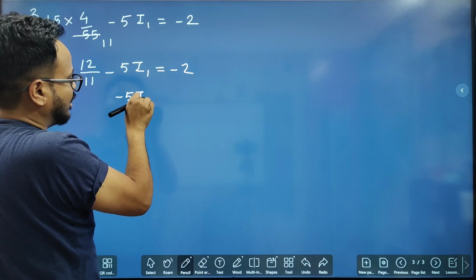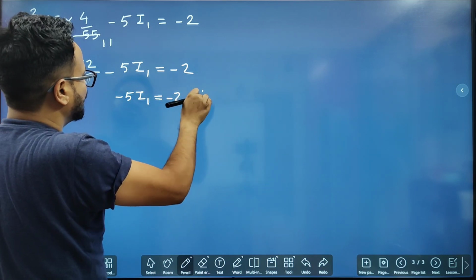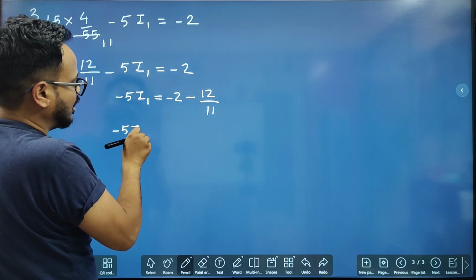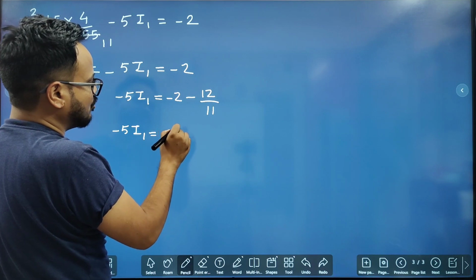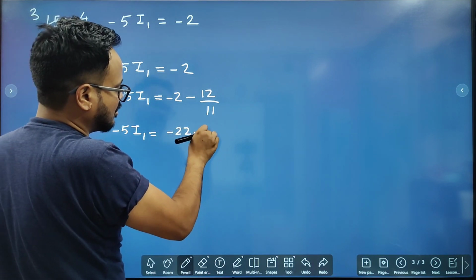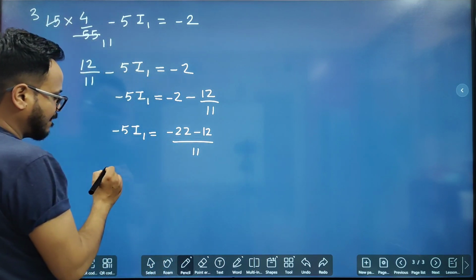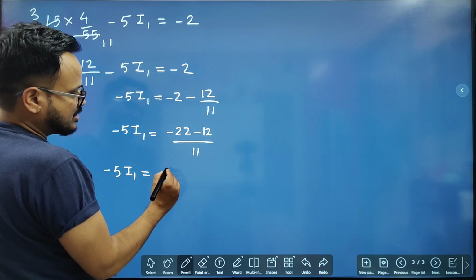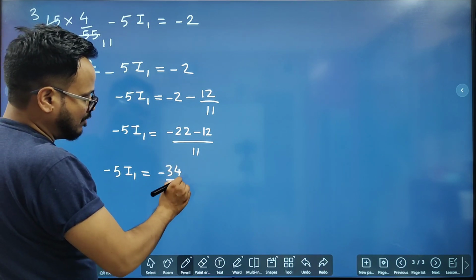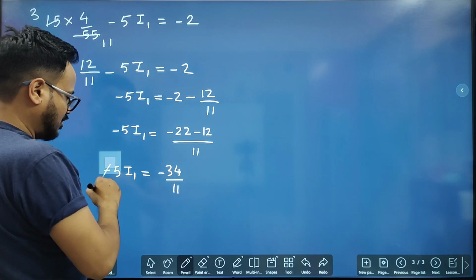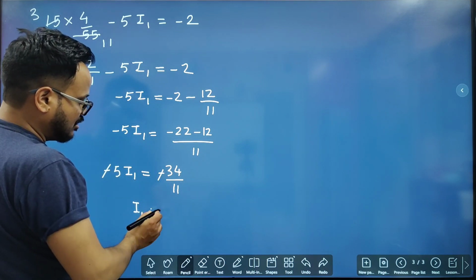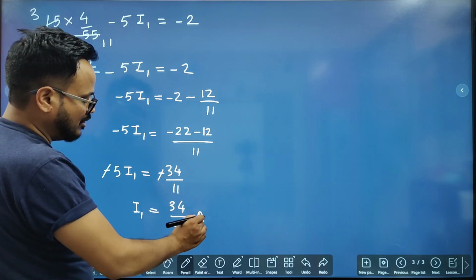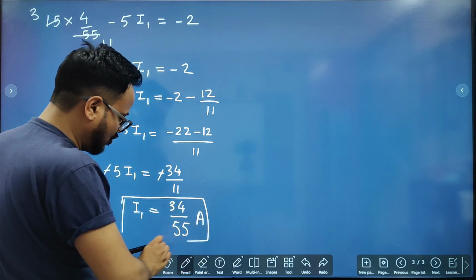Minus 5 I1 equal to minus 2 minus 12 by 11. Minus 5 I1 equal to minus 22 minus 12 by 11. Minus 5 I1 equal to minus 34 by 11. I1 is 34 divided by 55 ampere. This is the value of I1.